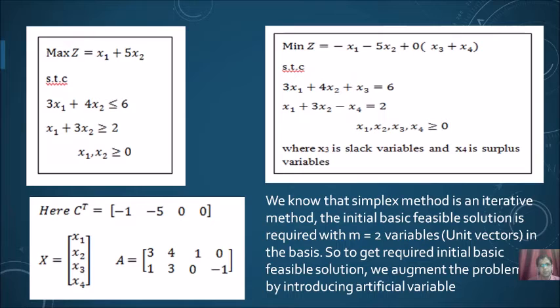That means the unit vectors associated are unit vectors in the basis. So to get the required initial basic feasible solution, we augment the problem by introducing an artificial variable. That is basically the reason we have to introduce the artificial variable in the basis.